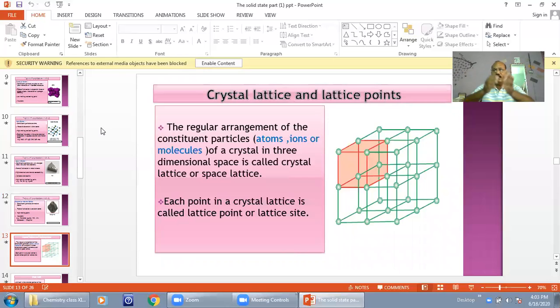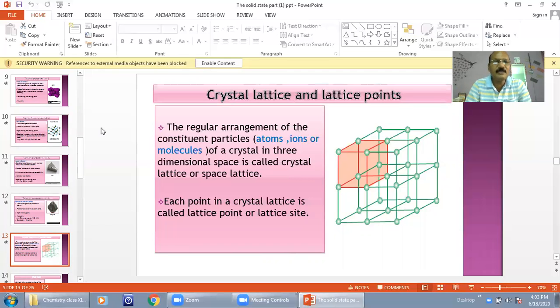In this way, one cube of NaCl is formed. When such cubes, like atoms, ions or molecules, are repeated in 3D structure, in three-dimensional space, there is formation of a crystal lattice. We call it a space lattice also because this three-dimensional arrangement takes place in a space.